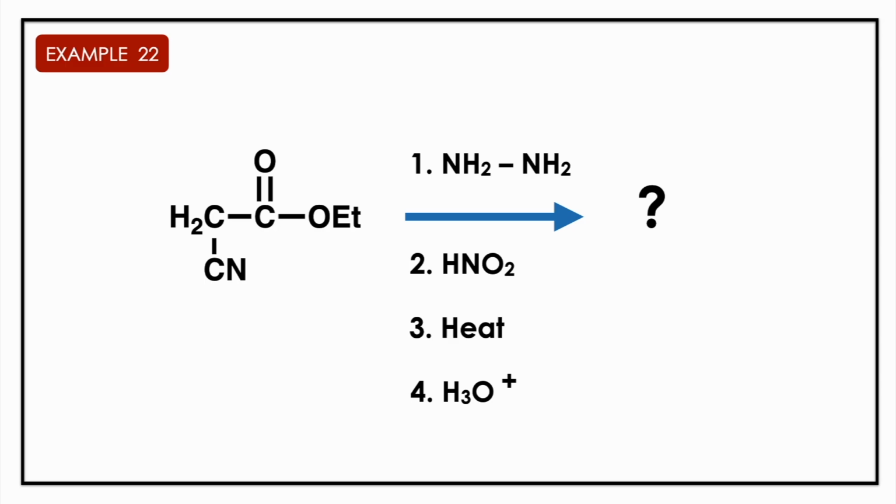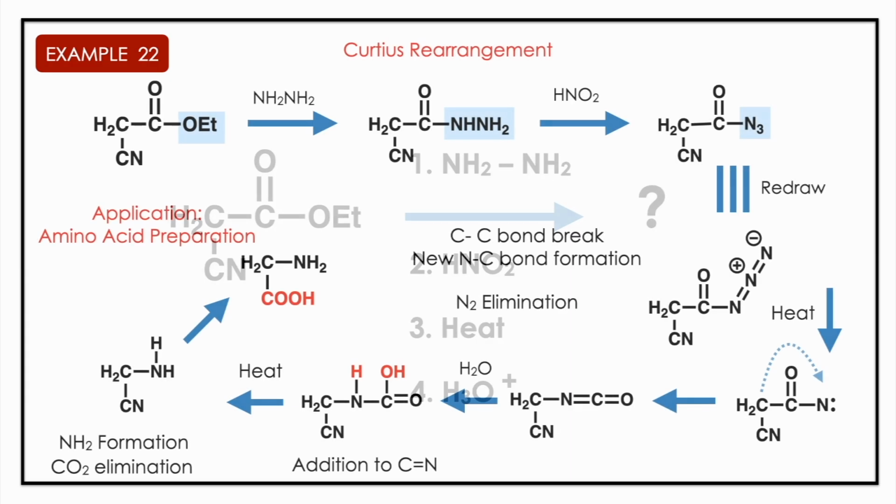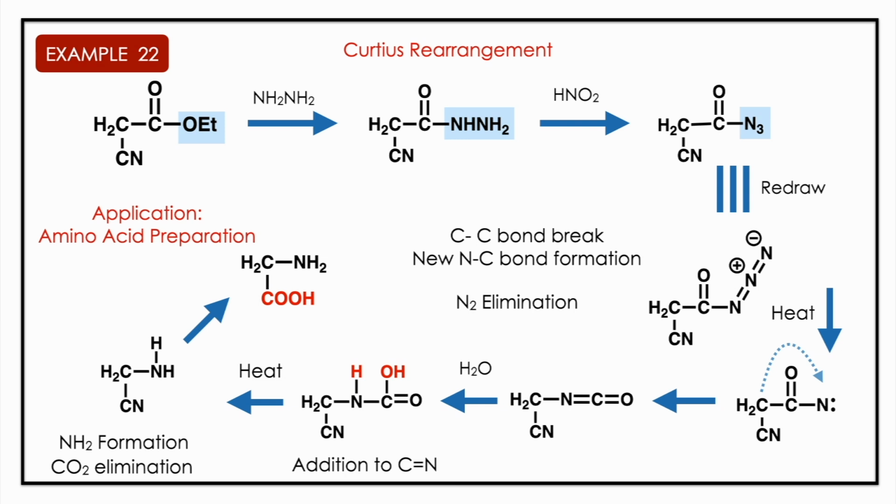Here you have an acid ester with alpha cyanide. You are using hydrazine, nitrous acid, heating it up. Further acid hydrolysis. You should find what will be the final product. This example is very important because you are generating an amino acid from the reactant. The Curtius rearrangement helps for the conversion. We will see step by step. First step will be hydrazine addition. Hydrazine converts ester into acyl hydrazide. Then nitrous acid you are using converts hydrazide into acyl azide.